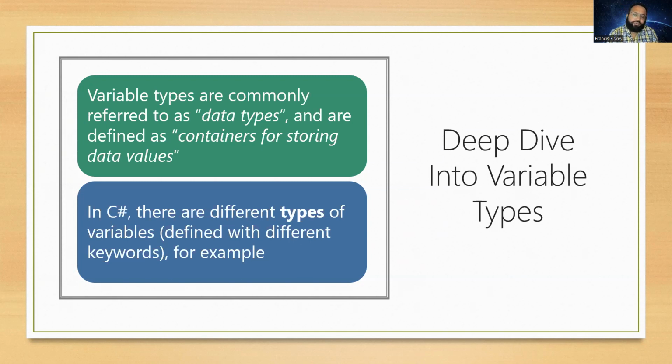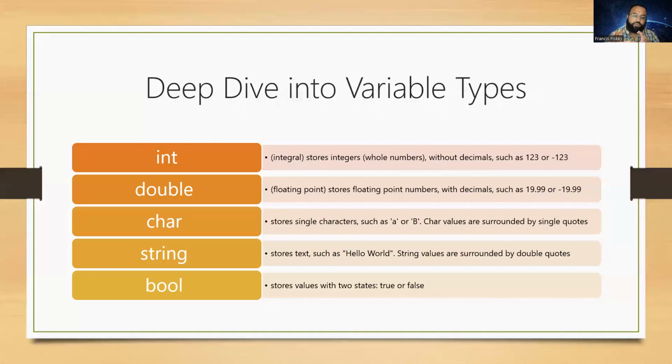What are variable types? What are data types? In the last micro lecture, we discussed very briefly what data types are, but let's go a little deeper into what that actually means. Variable types are often referred to as data types, and they're defined as containers for storing data values in random access memory or static memory. In C#, there are different types of variables defined with different keywords. So let's go into some of the key data types that we actually use.